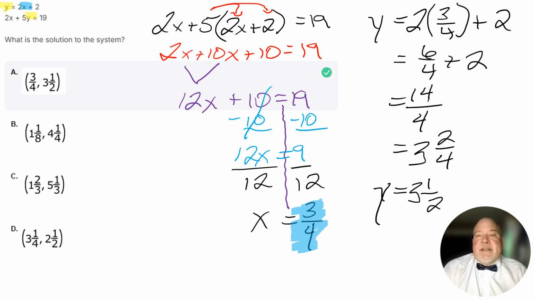Now, if you wanted to check this answer, you could take these values of x and y, and you could plug them in to these two equations and make sure it works. So what does that mean? That means if you plug it in, the left side of the equation should equal the right side of the equation. And if it does, you know you got the right answer.